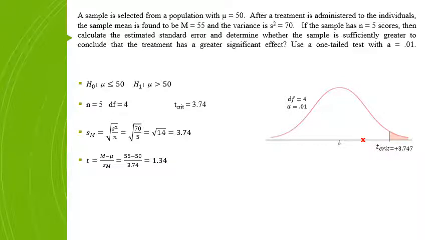Put an x on the graph. And you're going to fail to reject the null. You're not in the tail. You're not in the rejection region. Instead, you're in with the other 99% of the people.